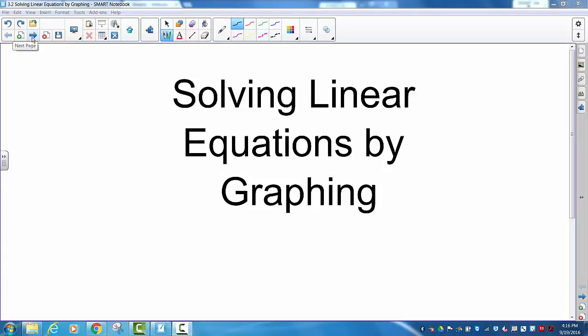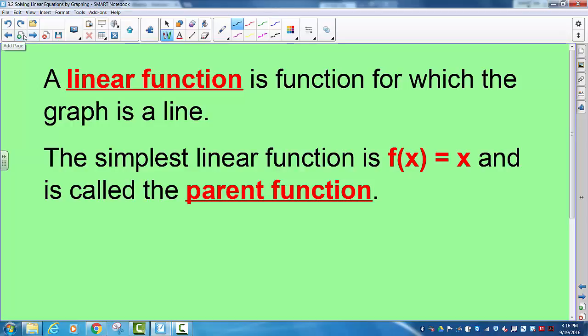Okay, we're going to be solving linear equations by graphing. A linear function is a function for which the graph is a line. The simplest linear function is f of x equals x, and it's called the parent function. Now, a function is just another way of saying an equation, and f of x is another way of saying y. So you're used to this, it's just new terminology.